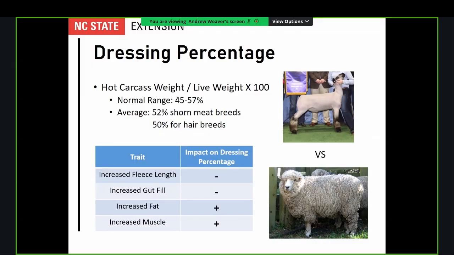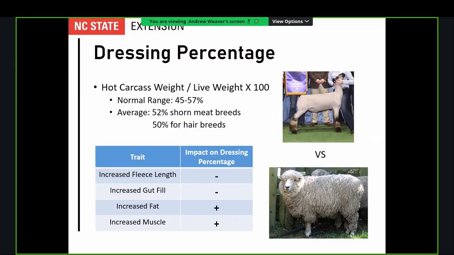Gut fill. How much rumen fill do they have? Do they have a full gut when you weigh them live? Obviously, that's removed at the time of harvest. So if they have a full gut and they're weighed and then harvested, their carcass weight relative to that live weight is going to be lower.